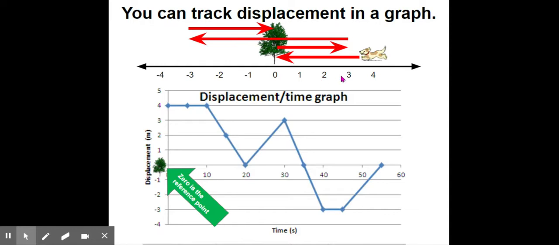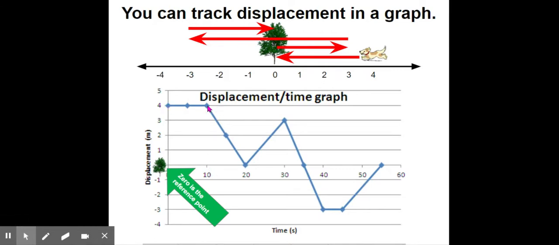So here's the dog right here. He started 4 meters away from the tree, the zero point. Look, here's the tree. So he started here. There's four. He's four away. This is where he is right here. And along this axis is time. So this makes this into a displacement time graph, and it better maps the motion, because before we couldn't tell how long it was taking him to do these things. Say he stayed here for, looks like, 10 seconds.